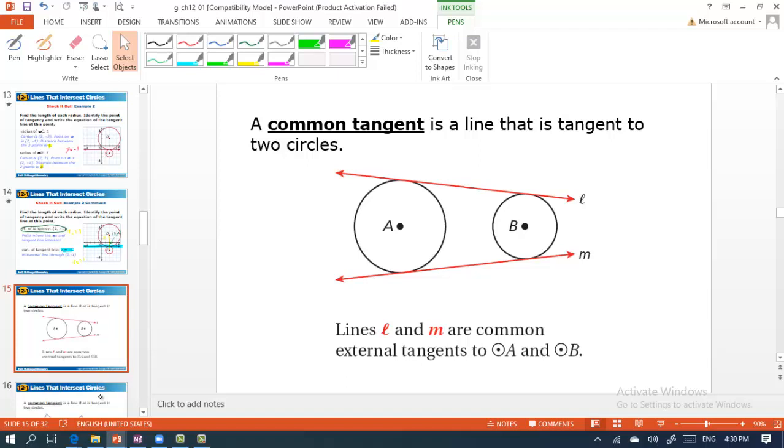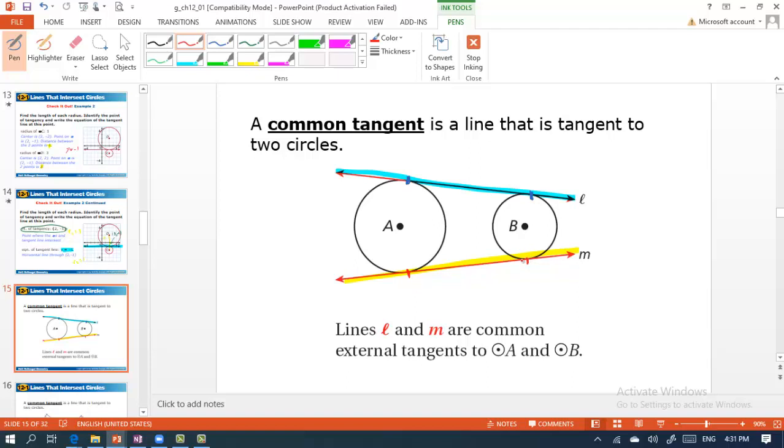Now let's take the meaning of common tangent. A common tangent is a line that is tangent to two circles. So this tangent is touching these two circles where? In these two points here and here. And the other tangent is here, and it's touching the two circles where? Here and here. Points of tangency.